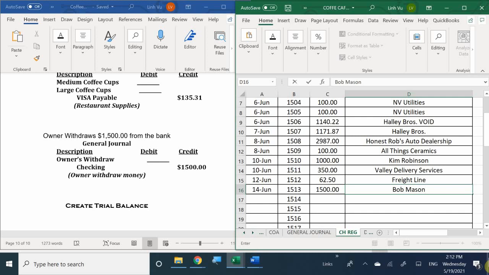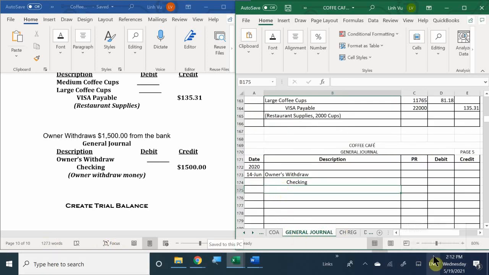No. So, again, this name is going to be really familiar because you will see this name appear in QuickBooks class as well. But in this case, his name is Bob Mason. Okay. All right, we got the check number 1513. So now we got to go back to our journal and indicate here that the owner is withdrawing from the company. Owner's withdrawal. Check number 1513.